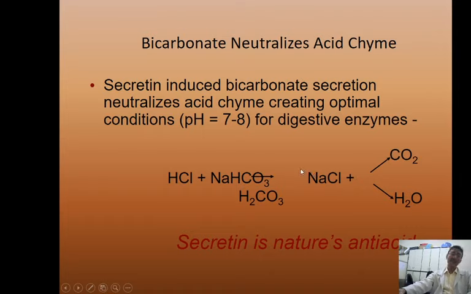Secretin is a hormone which is called nature's antacid, because the moment there is acidity in the stomach, or hydrogen ions are entering from the stomach into the duodenum, the body causes secretin to be released. Once the secretin hormone is released, it facilitates increased secretion of bicarbonate-rich pancreatic juice, and this bicarbonate neutralizes the hydrogen ions.